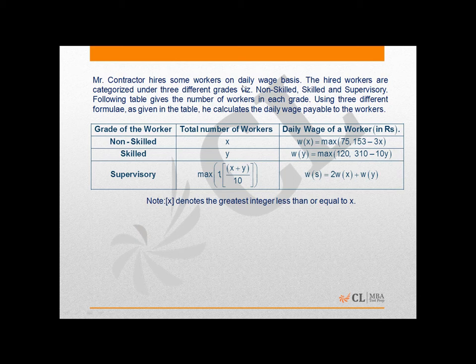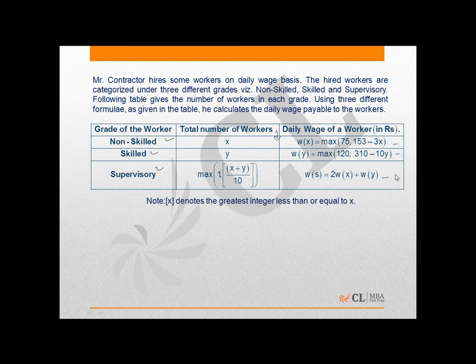Mr. Contractor hires some workers on daily wage basis. The hired workers are categorized into three different grades: non-skilled, skilled and supervisory. The following table gives the number of workers in each grade, and using three different formulas given in the table, he calculates the daily wage payable to the workers.